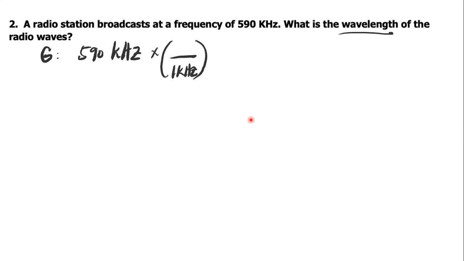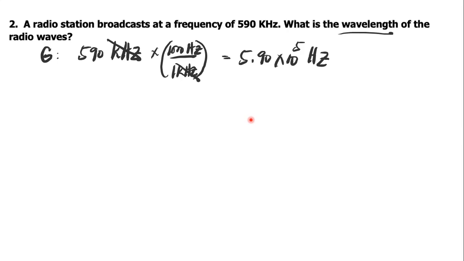Kilo means 1,000 hertz. We cancel out kilohertz because it's equal to 1. Therefore, we will get here 5.90 times 10 to the 5th hertz, or per second.